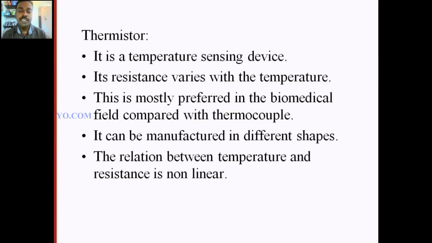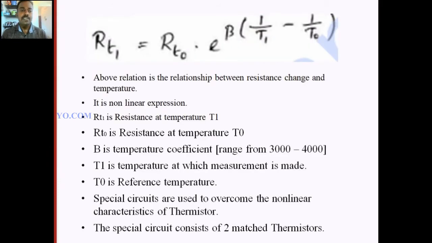The nonlinear characteristics are overcome by special circuits: pre-amplifier, amplifier, then filter, etc. The special circuit consists of two matched thermistors. Only then can they remove the nonlinear characteristics of the measuring unit. Right. Then, problems associated with thermistors.